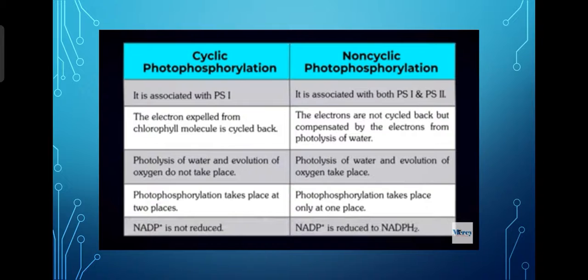In cyclic photophosphorylation, phosphorylation takes place at two places, whereas in non-cyclic only at one place. NADP is not reduced in case of cyclic. NADP molecule is reduced to NADPH2 in case of non-cyclic photophosphorylation.